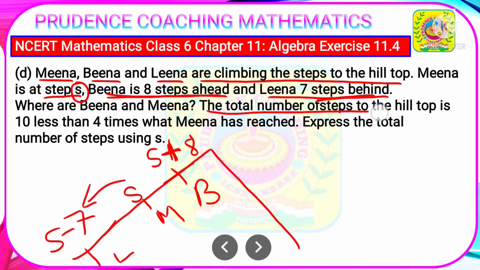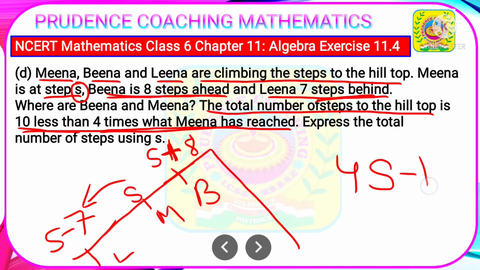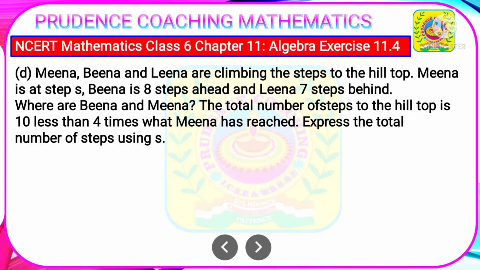The total number of steps of the hilltop is 10 less than 4 times what Meena has reached. That means here it is given Meena has reached S steps. Okay, so 4 times what Meena has reached, that means 4 into S, and it is said 10 less than that, so minus 10. So this is the total number of steps to the hilltop. So this is our answer. How we are going to represent it in our exam, let's see that.